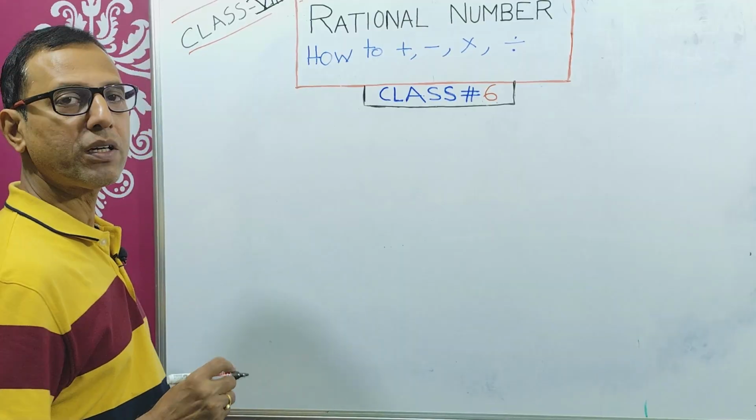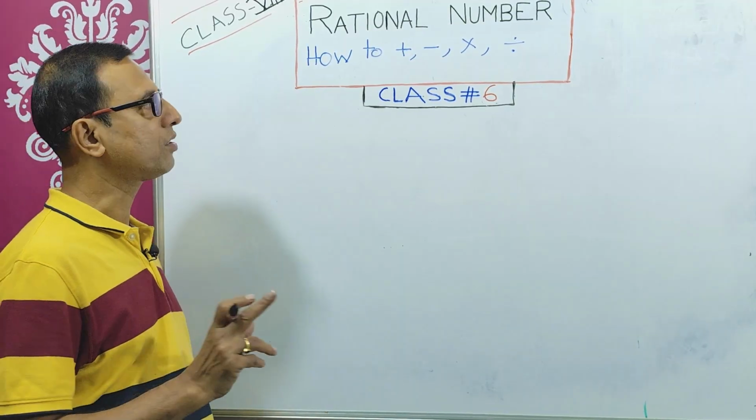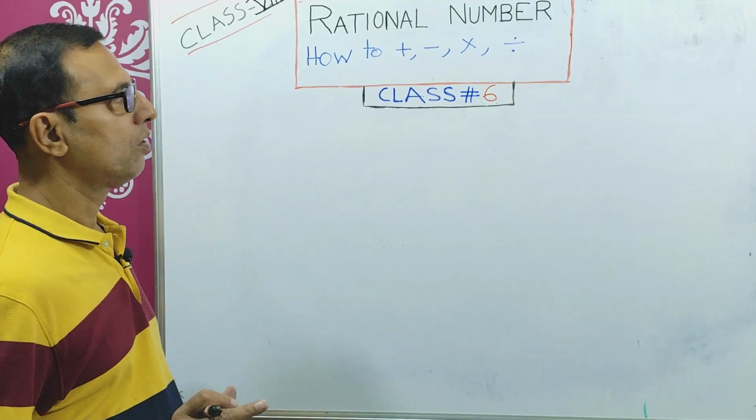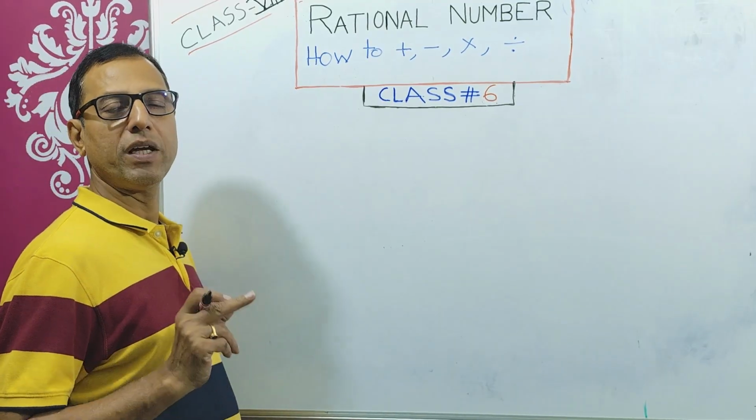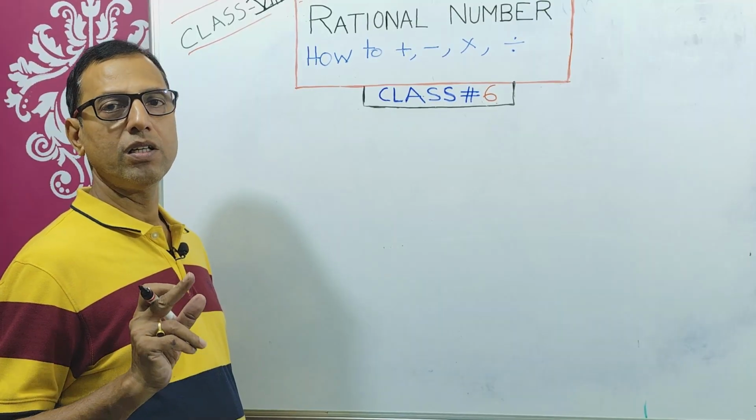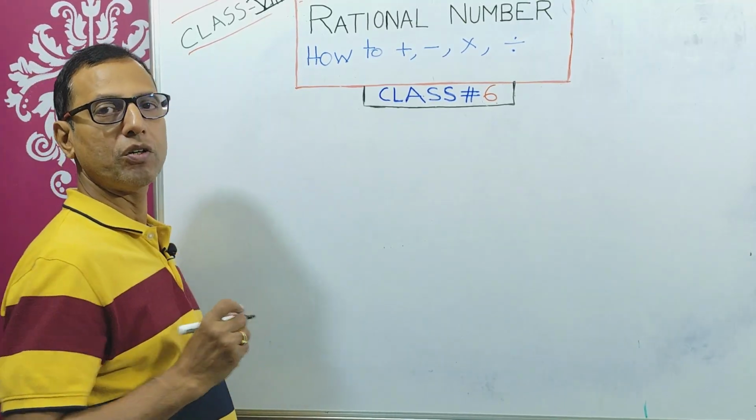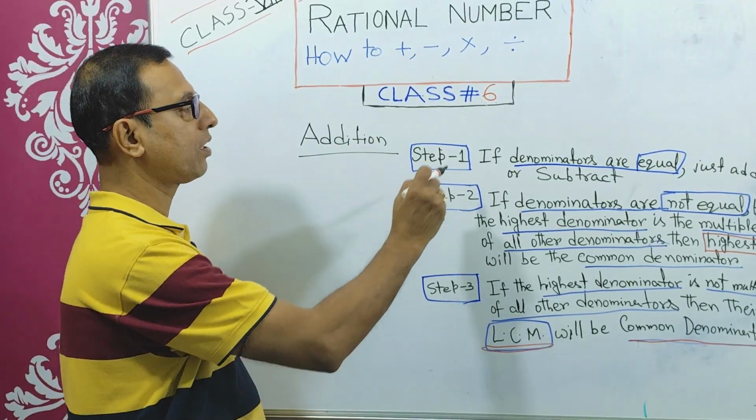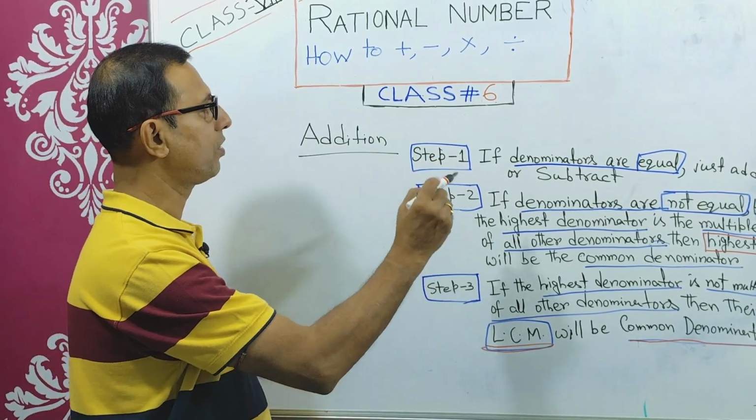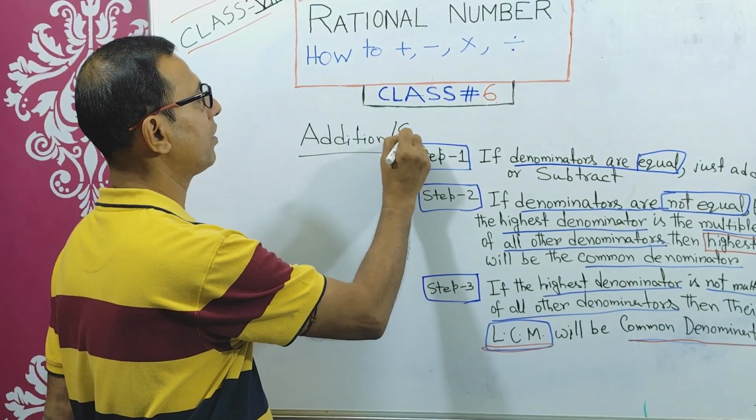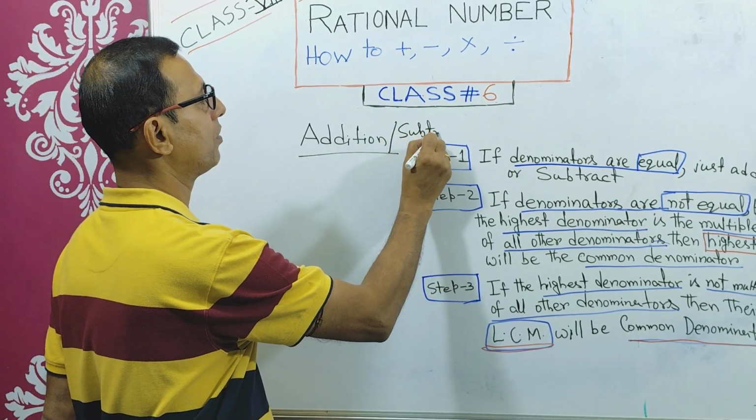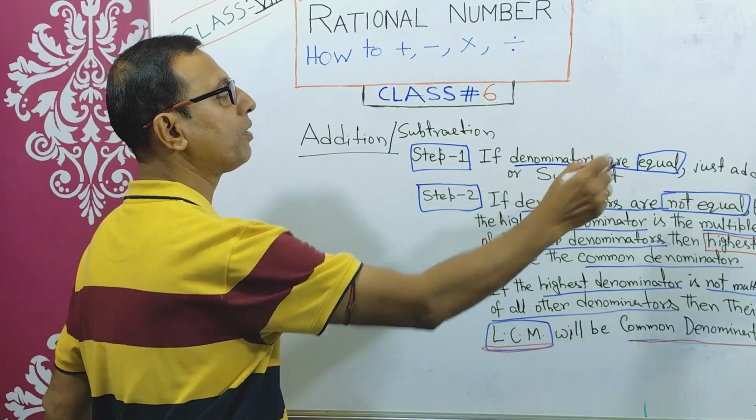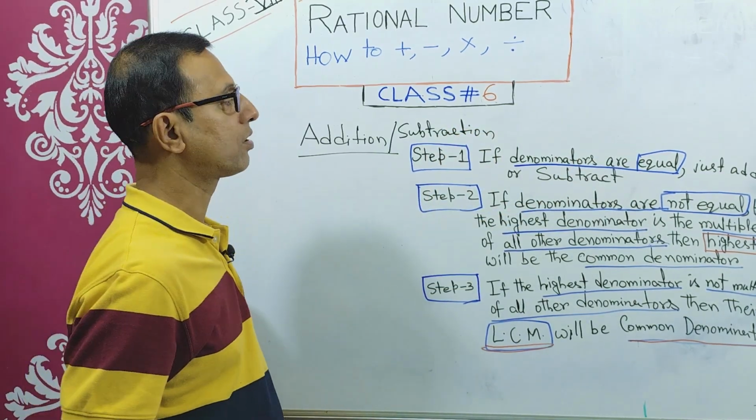You need to remember things while doing addition and subtraction. Every time for addition and subtraction, you need to make a common denominator. What are the three things you need to remember while doing addition or subtraction of rational numbers, both for addition and subtraction? Step number 1, if denominators are equal, just add or subtract.